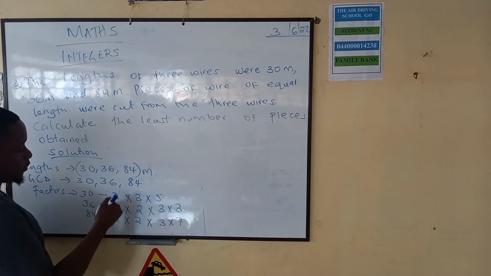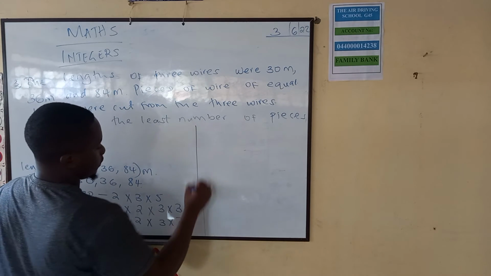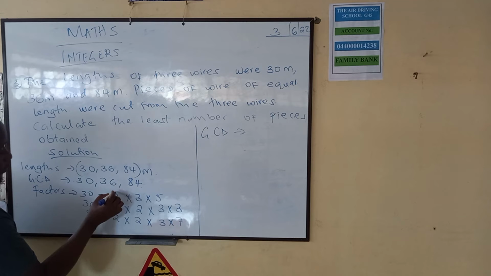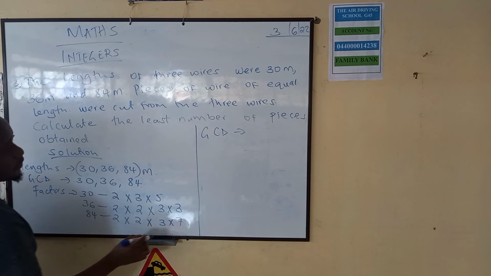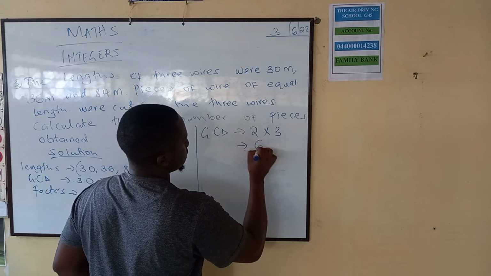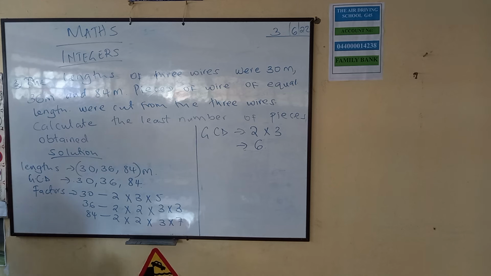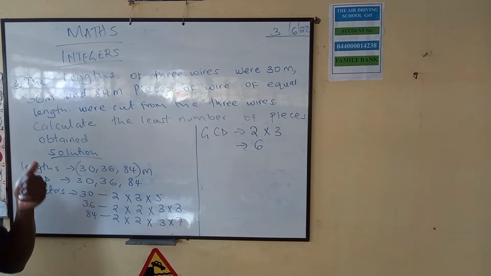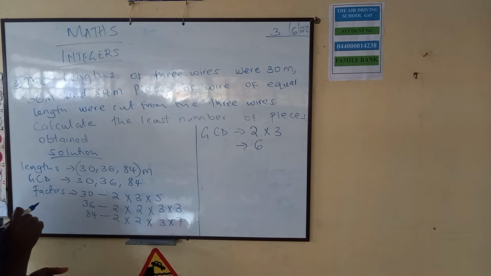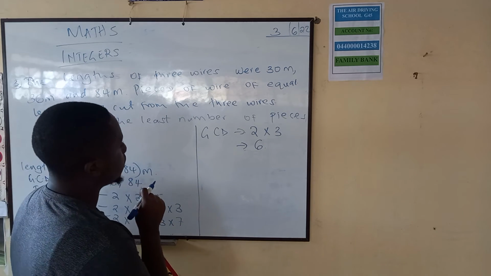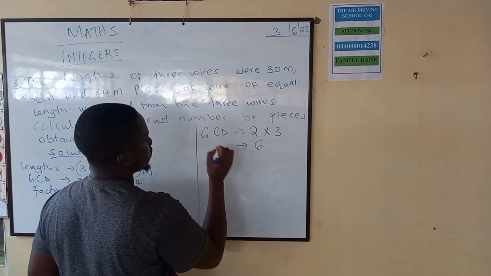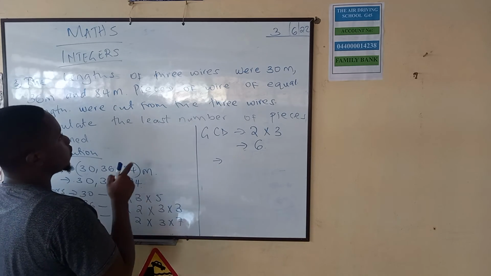Now from this you can get our GCD. Now we'll find that our GCD is 2 and 3. So our GCD is 2 times 3, which gives us 6. But the question is asking, pieces of wire of equal length were cut from the 3 wires. Now we move on to the next step and divide each wire by 6.